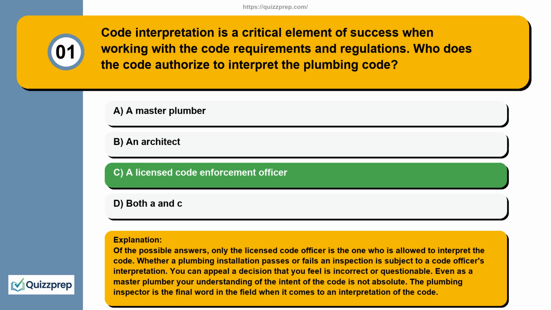Of the possible answers, only the licensed code officer is the one who is allowed to interpret the code. Whether a plumbing installation passes or fails an inspection is subject to a code officer's interpretation. You can appeal a decision that you feel is incorrect or questionable. Even as a master plumber, your understanding of the intent of the code is not absolute. The plumbing inspector is the final word in the field when it comes to an interpretation of the code.